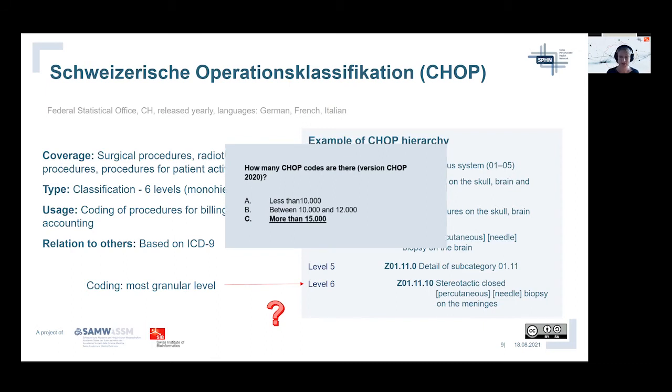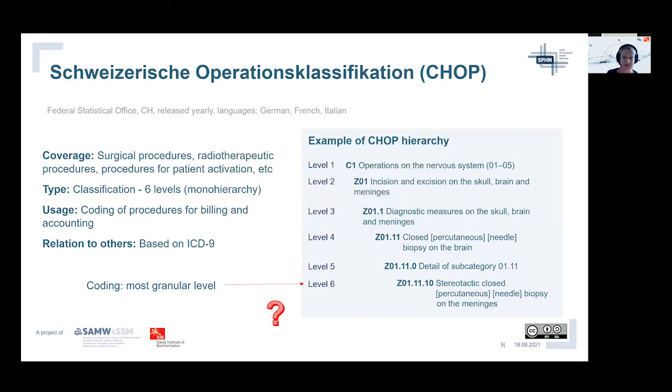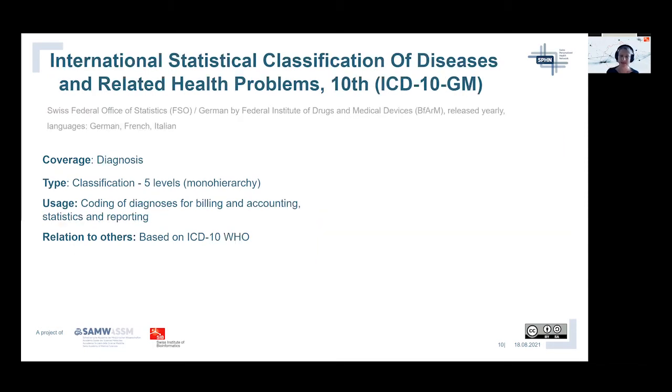So your answer, most of you are right. It's more than 15,000 CHOP codes in the system. Now that's all about CHOP. Now let's move on to ICD-10, which is, I think, the most well-known one in Switzerland.